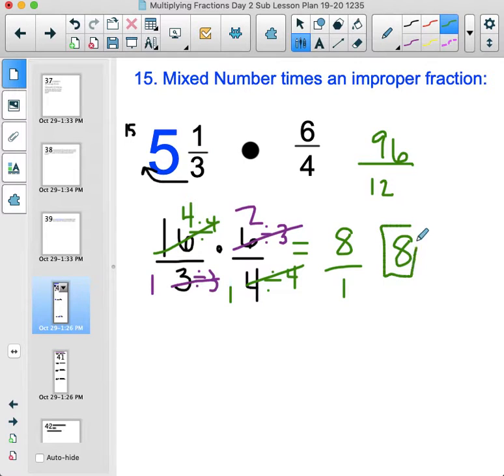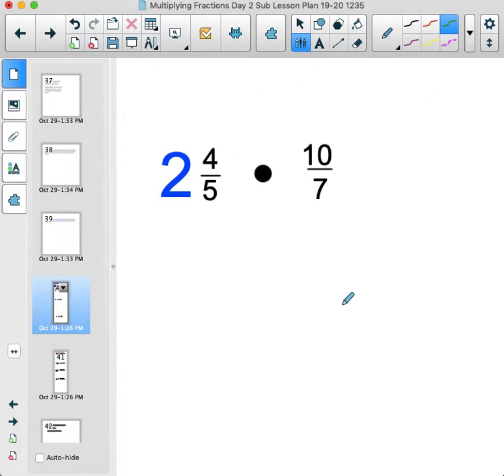So you can decide, do you want to multiply first, or do you want to simplify first? If you got this answer, you know how to multiply fractions. If you got these, you know how to simplify. And that's what we're working towards. Why don't you try? Pause the video, you try, and then click play.